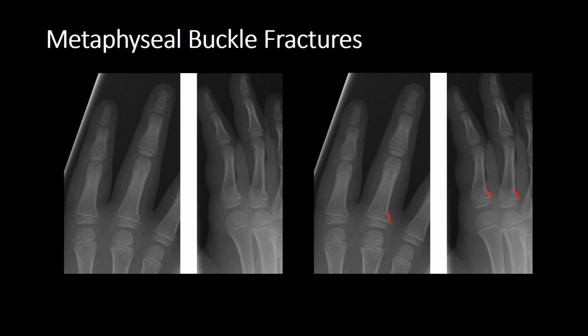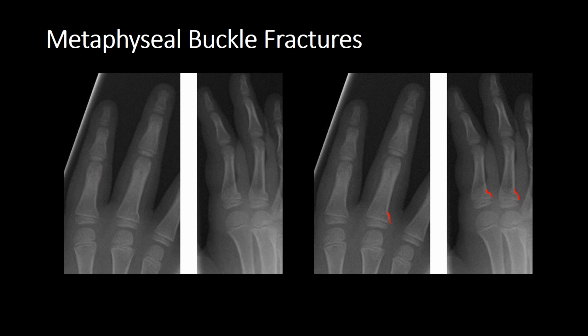Now if we look at the DP view, it's very easy to see the proximal phalanx of the middle finger. If we come down the diaphysis on the medial border, we can see there is a buckling of the cortex, and crucially there's no lucent line that involves the physis, so we know that this is purely constrained to the metaphysis. There's no physeal involvement, so therefore it's not a Salter-Harris 2 injury.